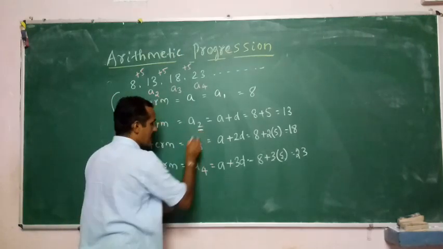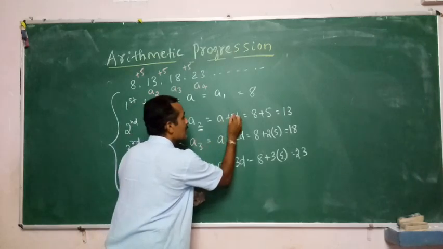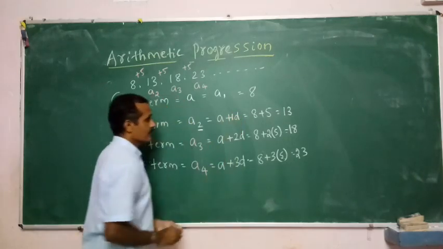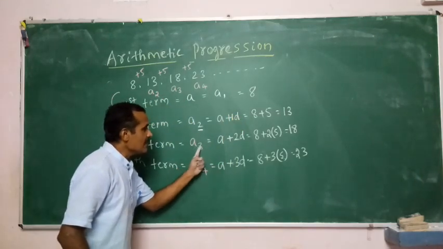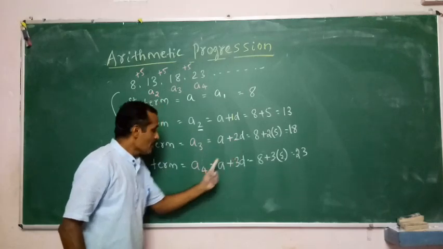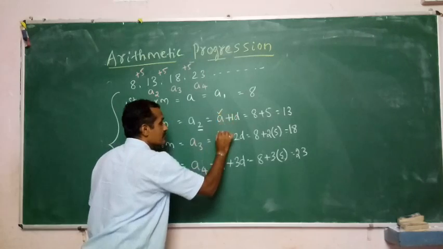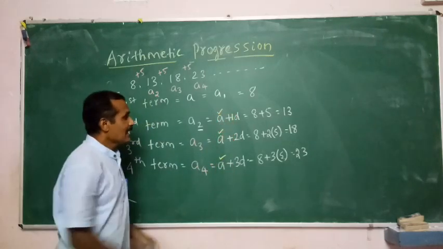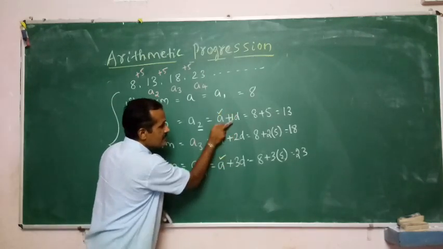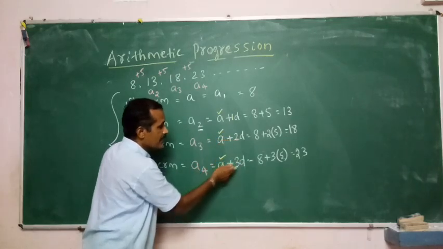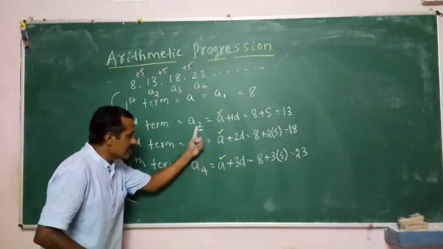Here when 2 is there, here 1 is there. When here 3 is there, here 2 is there. When 4 is there, here 3 is there. See, whereas A is fixed. A is fixed. D goes on increasing: 1D, 2D, 3D. How are these numbers increasing?